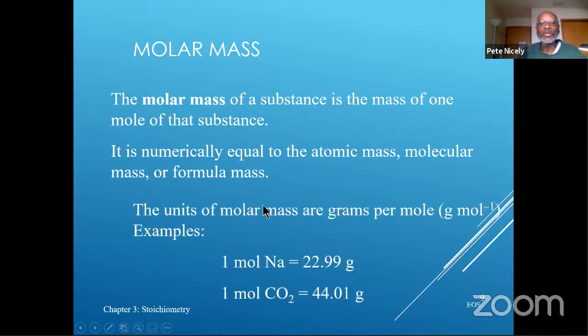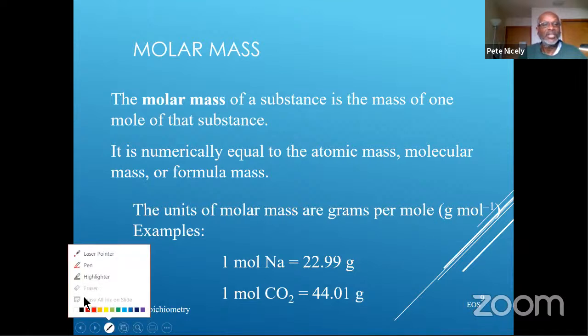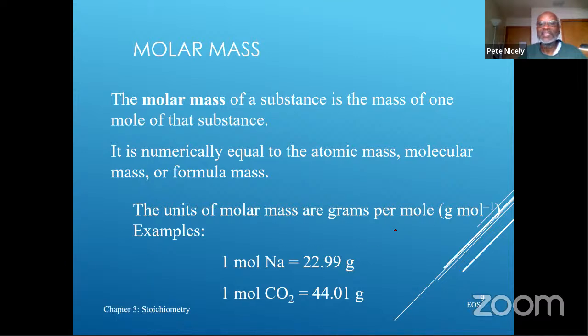So the difference between the molar mass and the atomic mass, molecular mass, or formula mass is basically the units, but the actual numerical value will be the same. So for example, in the case of sodium, if you go to the periodic table and look up the atomic mass of sodium, you're going to see it is equal to 22.99 grams. What that means also is that the molar mass of sodium is going to be 22.99 grams per mole. And please note the units for molar mass: it is grams per mole.